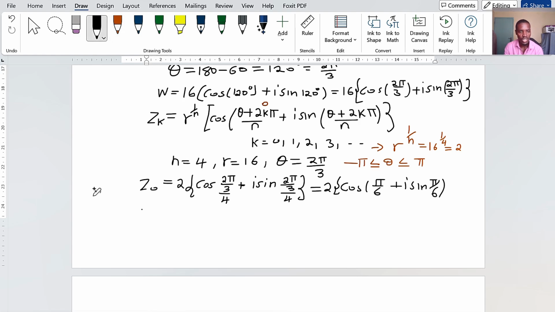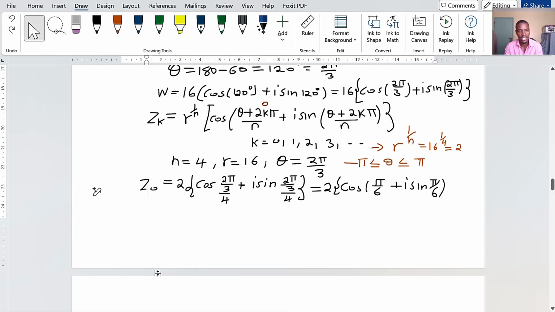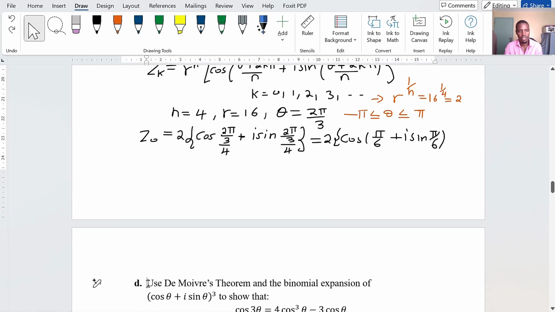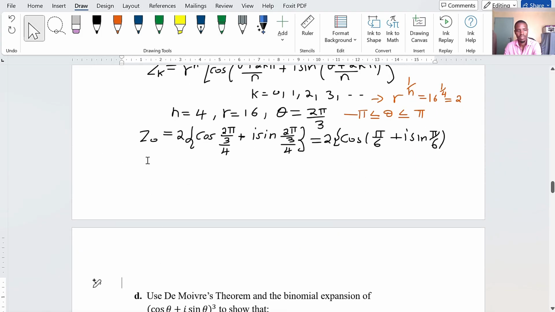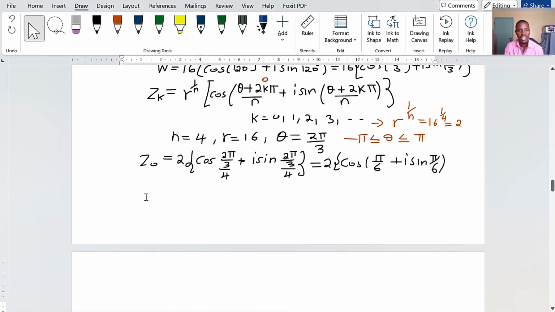Now we go to Z1, but let me do this. I need a space. Okay, sorry about that. Let me move this one down. Yeah, space is necessary. Okay, long work.